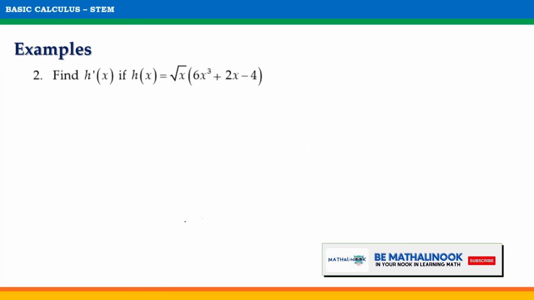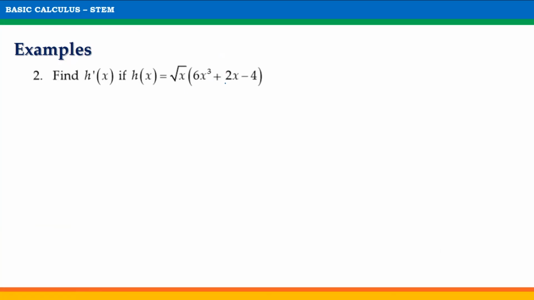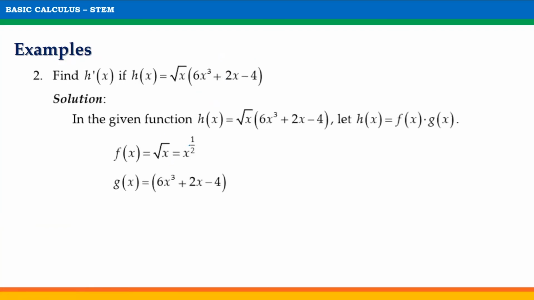Another example, find h prime of x if h of x is equal to square root of x times 6x cubed plus 2x minus 4. In the given function, h of x is equal to square root of x times 6x cubed plus 2x minus 4. Let h of x be equal to f of x times g of x. Thus, f of x will be equal to square root of x, which is equal to x raised to 1/2. And g of x will be the other factor, 6x cubed plus 2x minus 4.